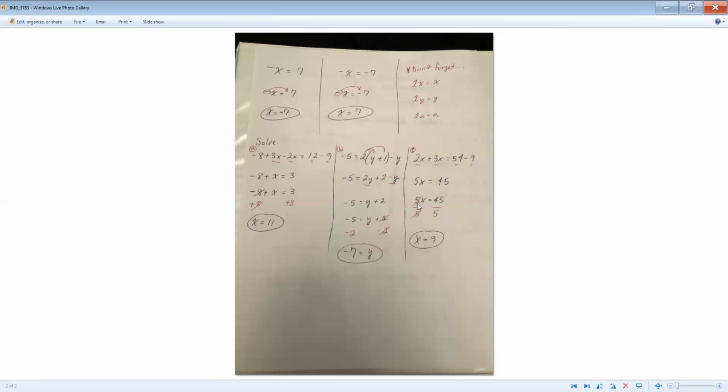Divide both sides by 5 in order to remove the multiplication of the 5 to the x. 5 over 5 will cancel, leaving me with just x. 45 divided by 5 will leave me with 9. So that's an introduction to solving equations.